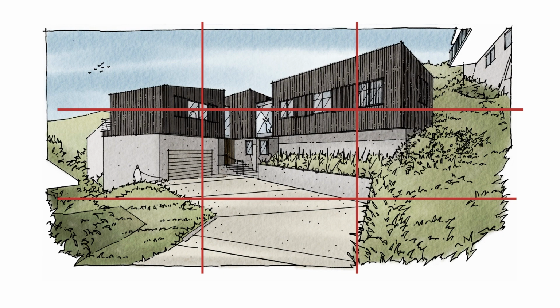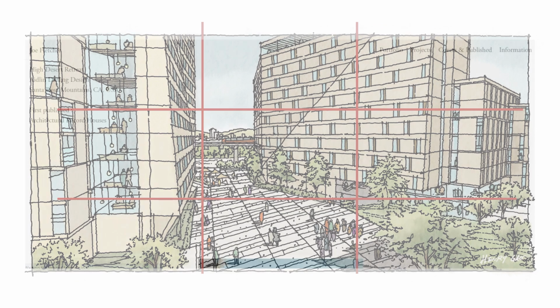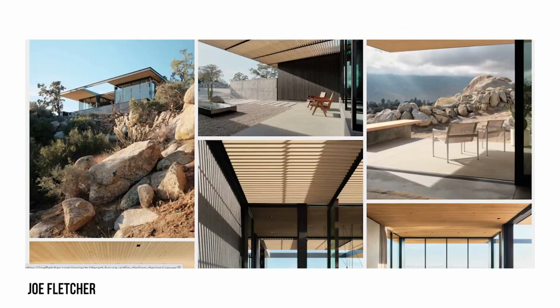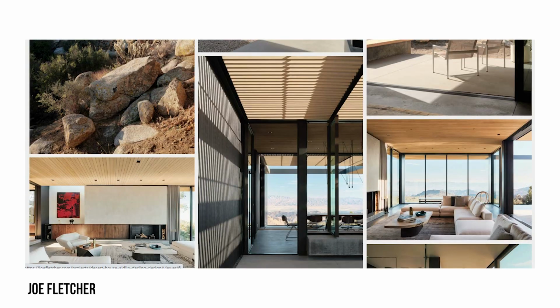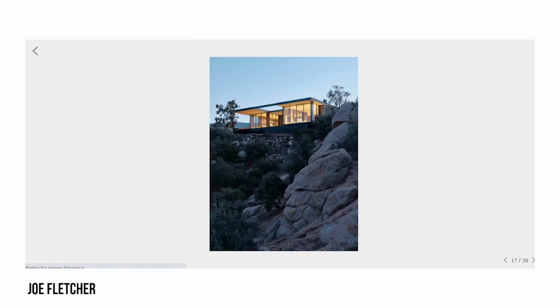And I think the best thing you can do to get better at composing for your shots is just to look at photographers' work. My favorite is the work from a photographer in the Bay Area called Joe Fletcher. You can see his work right here. He is just a master at composing for his shot, whether it's a close-up or it's a very wide view.